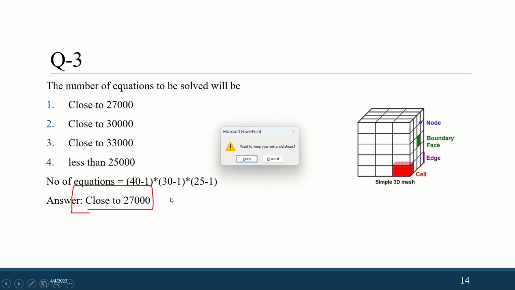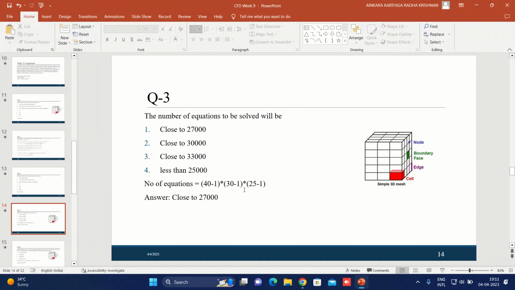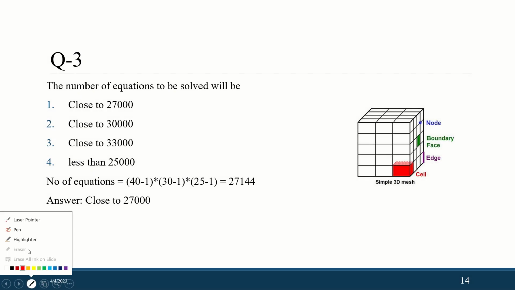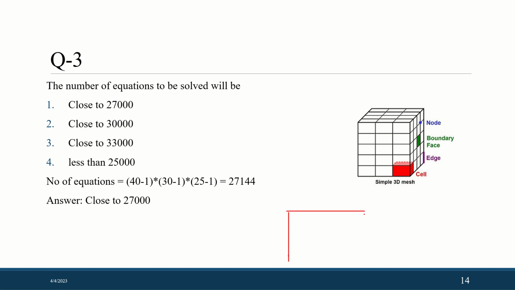So it is coming as 27,144, so the answer is close to 27,000. So how can we visualize this? Okay, we'll just take a very small three-dimensional mesh.